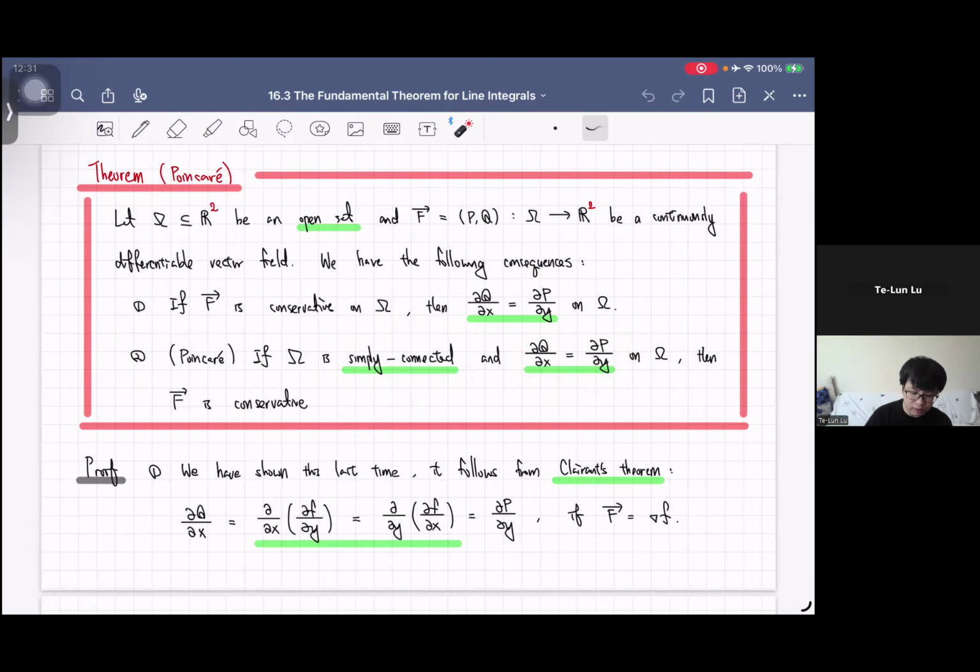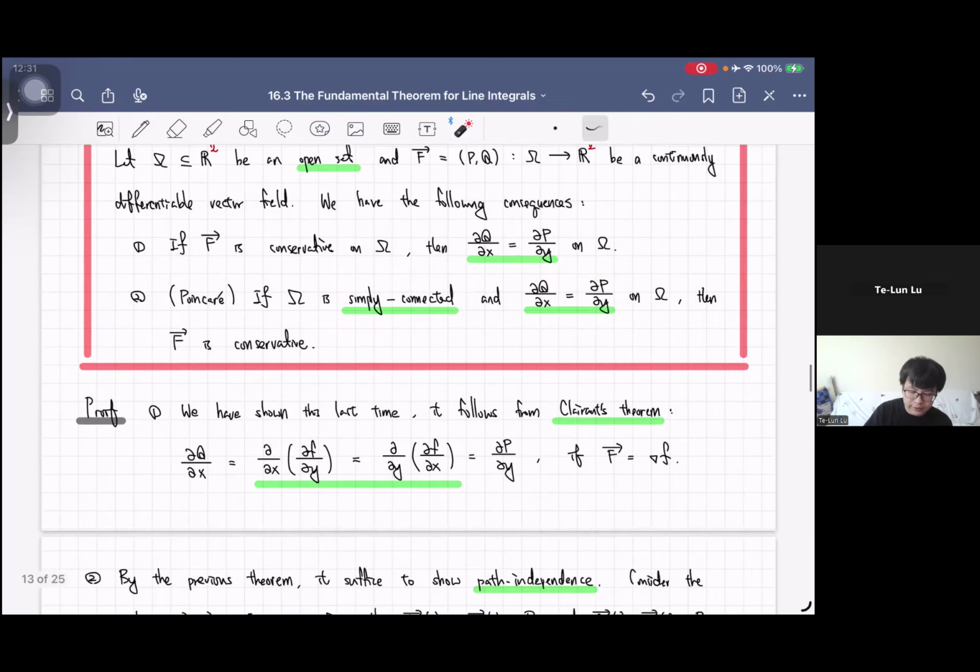So let us start the proof first, and then we'll do some examples. The first statement is, again, as I mentioned, something we proved last time.